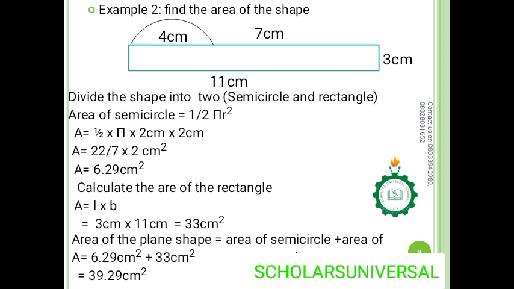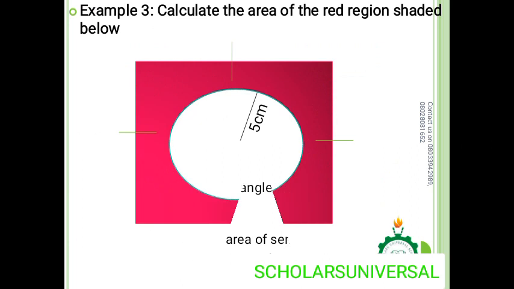33 centimeter square. We are only asked to find the area of the shape. Though they didn't specify that you should find this, you should know that since it's a composite shape, you have to find the area separately by bisecting or dissecting, to just make sure you have a certain shape to work with. So now the area of that plane shape that is given is for you to add all the values you have calculated, that is the area of the semicircle plus the area of the rectangle. So if you sum them together, you have 39.29 centimeter square.